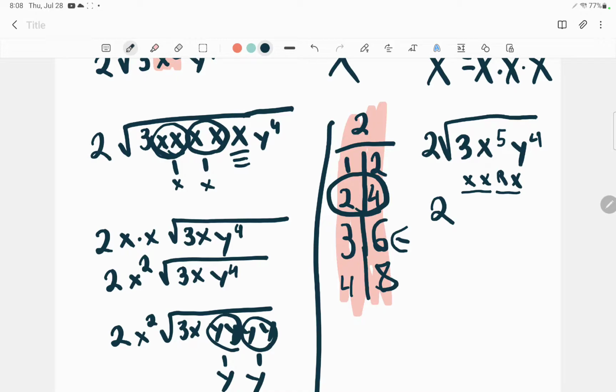Now I'm gonna do the same thing for y. How many groups of 2 can I fit into 4? This is just you knowing your multiplication tables and be able to figure out, okay, how many 2's can I fit in there? Well, I have a circle, so I know 2 groups can fit into 4. So I'm gonna have 2 y's outside, and I'm gonna have no remainders. Again, same thing, same concept, so we end up with the same answer.